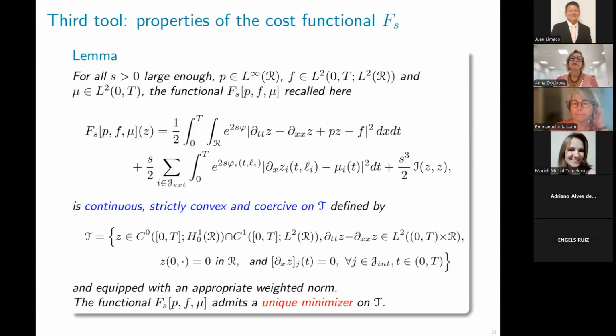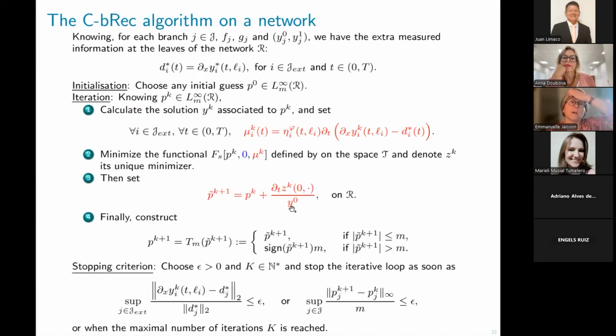And with this in hand, we managed to prove that this functional here is continuous, strictly convex and coercive, and so it has a unique minimizer on this set capital T. So we can apply this algorithm.